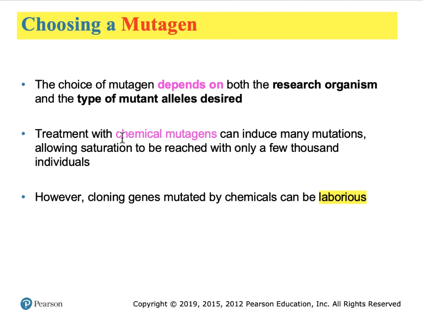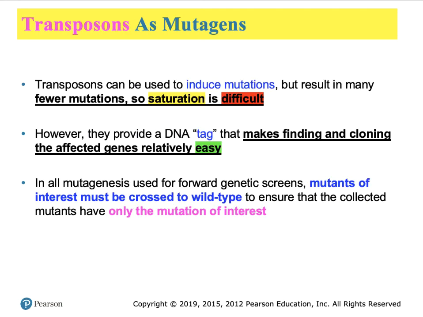So applying a chemical mutagen only takes a few thousand individuals in the population to have at least some of them carry the mutation in the gene of interest. However, cloning genes mutated by chemicals can be tedious and laborious. A useful alternative to chemical mutagens is the use of transposons. As we may have learned in the past, transposons are autonomously replicating selfish pieces of DNA that can move around genomes. Unfortunately, transposons are used when chemical mutagens don't give the appropriate desired results.